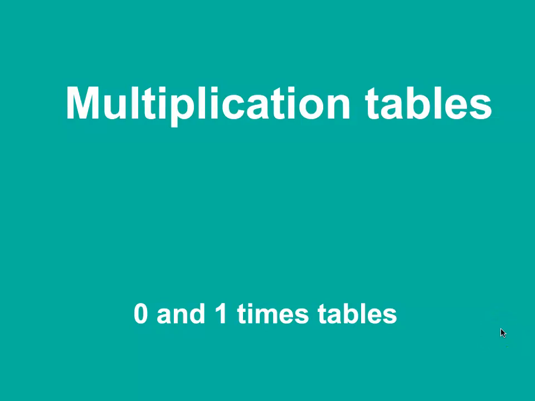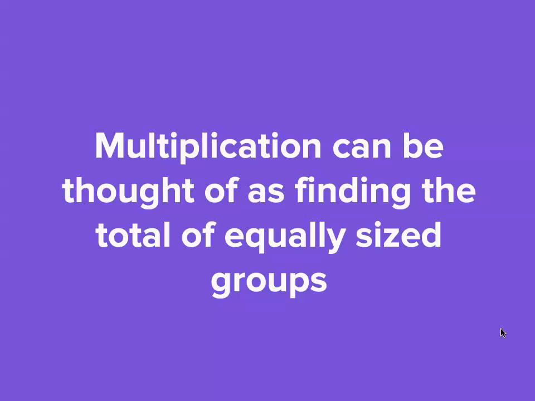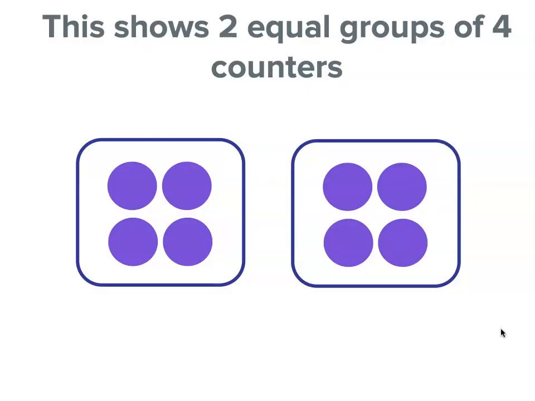In this video, we're going to look at how to multiply by 0 and 1. Remember, multiplication can be thought of as finding the total of a number of equally sized groups. This picture shows two equal groups of 4 counters. We can write this as a multiplication number sentence as 2 times 4.